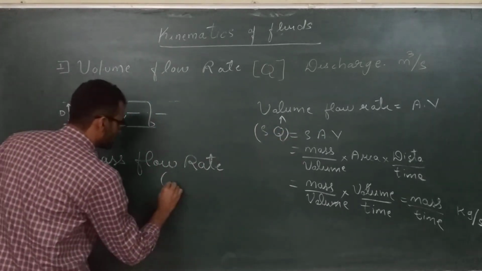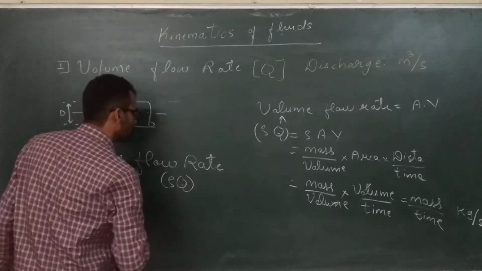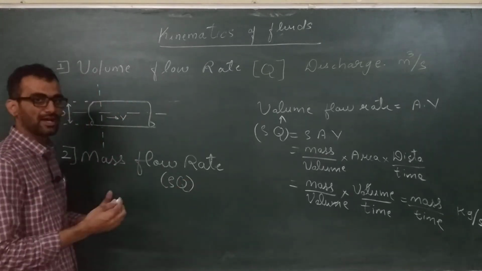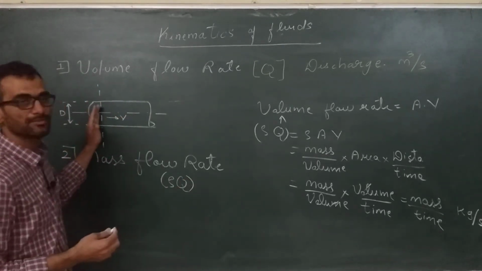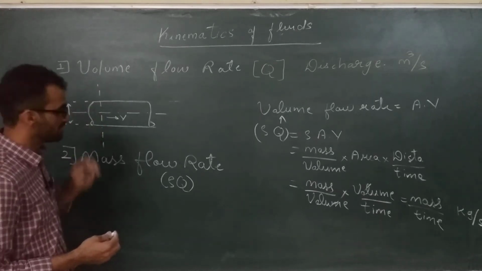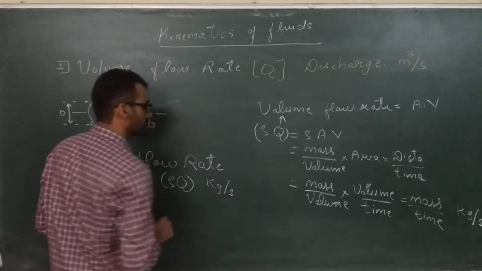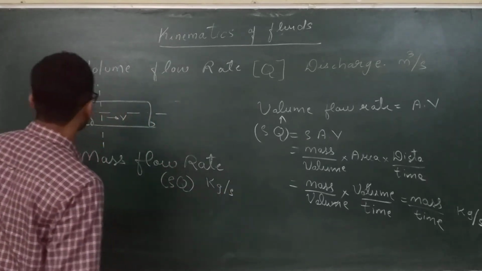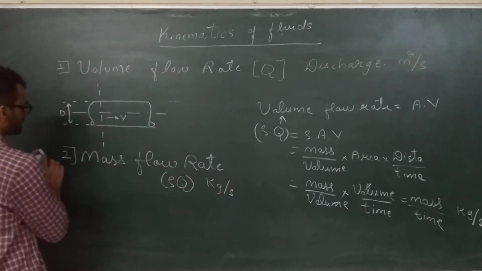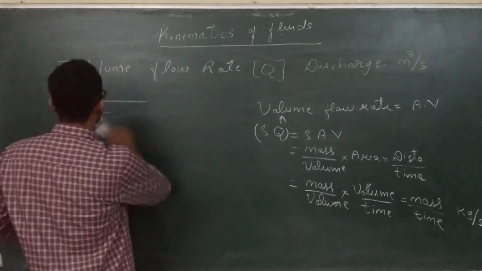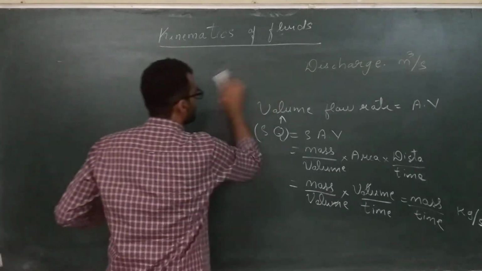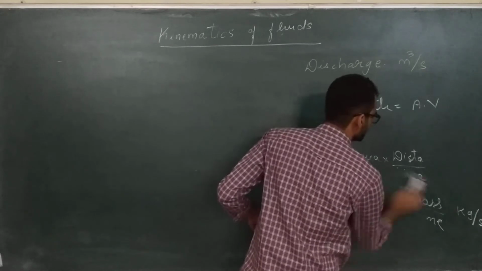So it represents what? It represents the amount of mass which is traveling through this pipe in unit time. Okay, this is the mass flow rate. Unit would be kilogram per second. Alright, so this is about the volume flow rate and mass flow rate. Now we'll look at the continuity equation and how to apply that.